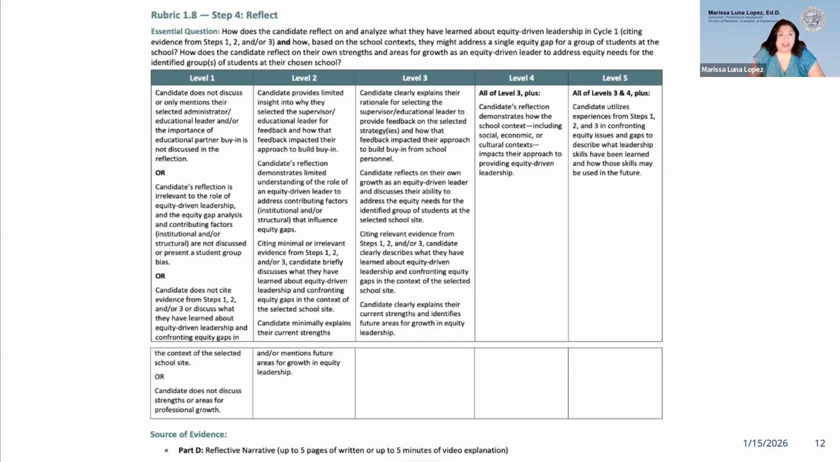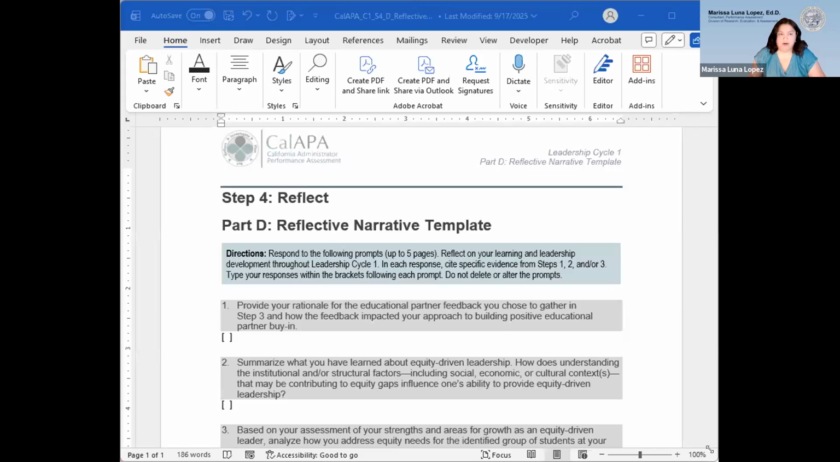So looking at this, and Julie, if it's okay, I'm just going to share my screen real quick. Okay, let me see here. All right, can we replace the current share? Let me just pull up the template for this one. So let me see here.